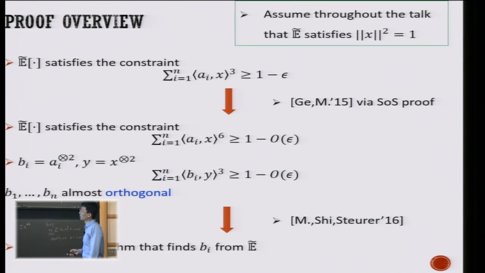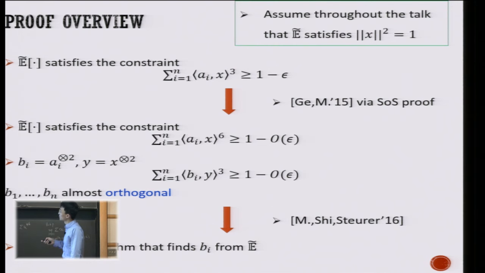So if you get this constraint, you are effectively accessing the six-order tensor. What you can do is take b_i to be a_i to the tensor power 2, and y to be x to the tensor power 2, and you get back a similar constraint. But the difference is that b_i are d-squared dimensional vectors. So now you are in the low rank case, n is less than d squared. That is supposed to be a simpler question. However, you need to use the sum of squares algorithm to solve it. So the second part deals with the sum of squares algorithm for the rounding, which is the key thing in this talk.